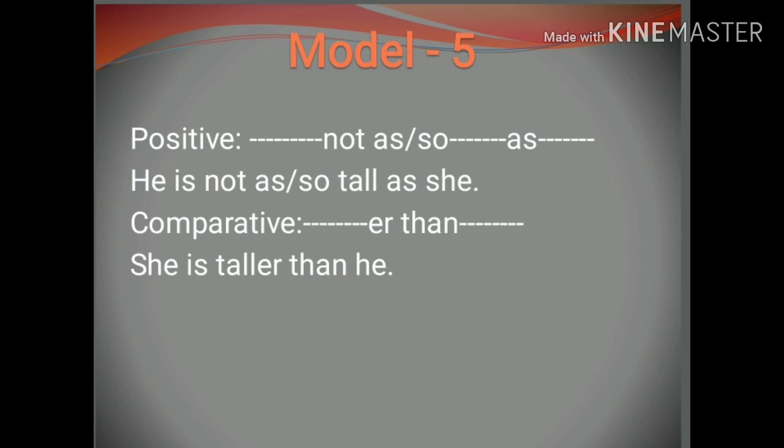Model number 5. In positive degree, not is compulsory. Adjective should be in between as or so as. For example, he is not so tall as or as tall as she. In comparative degree, adjective plus ER than is observed. For example, she is taller than he.